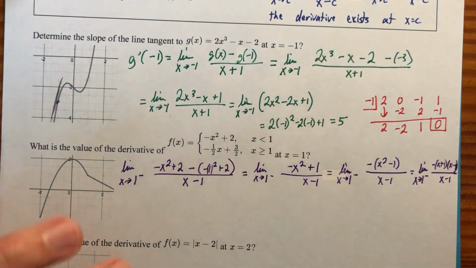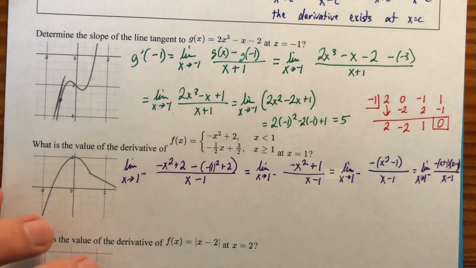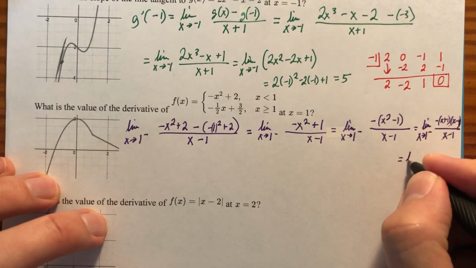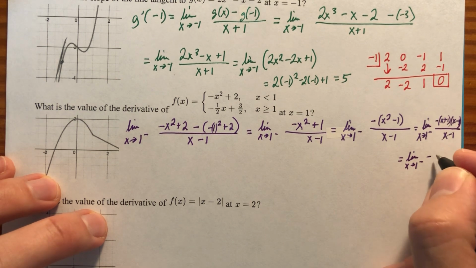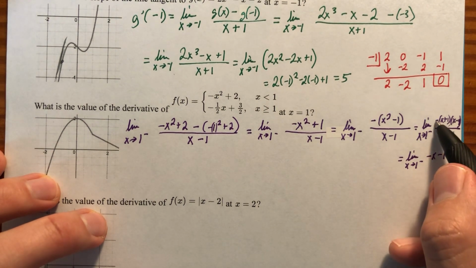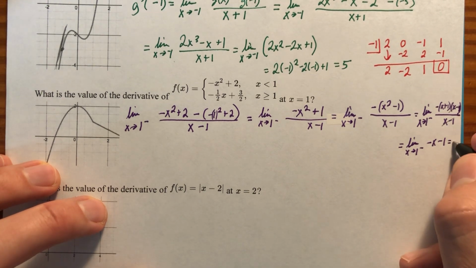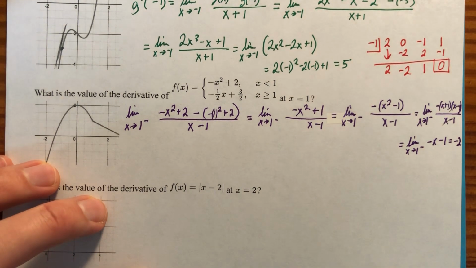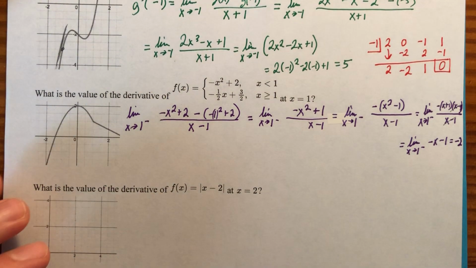I'm going to grab a pencil and cancel these. And that's going to give me the limit as x approaches 1 from the left of negative x minus 1. Okay, so that's the negative x minus 1. I'm going to plug a 1 in. At this point, I get negative 2. Fantastic. We're halfway done. The next one's going to go a little bit quicker.